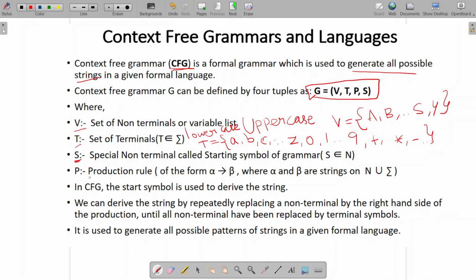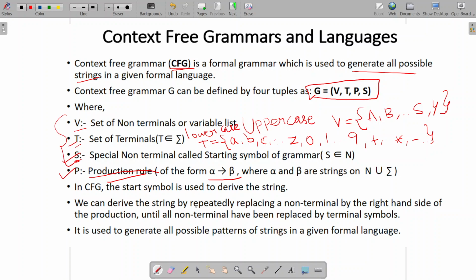In addition to that, we have the production rules. The production rules are in the form alpha to beta. That is, it gives the transition from alpha to beta, which is used to derive the strings. It maps the relationship between the terminal and non-terminal characters. So we need the set of non-terminals V, terminals T, start symbol S and production rules. These four constitute a context-free grammar.